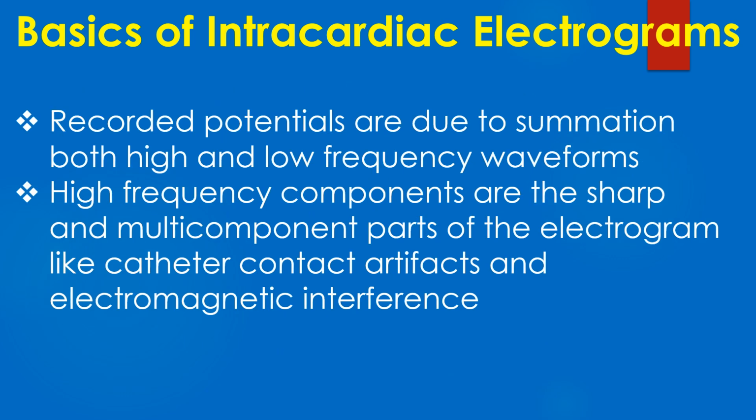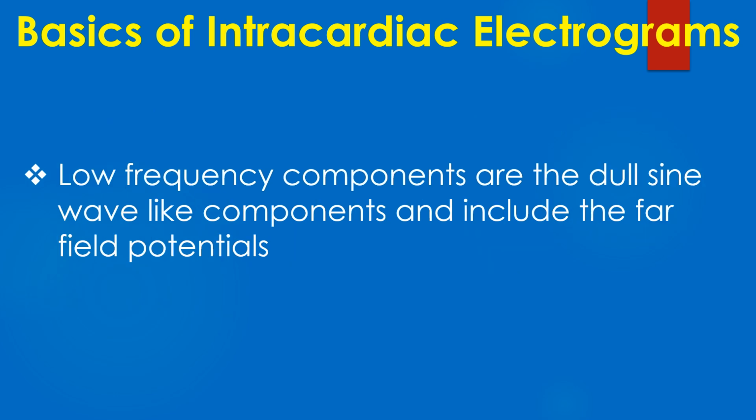Recorded potentials are due to summation of both high and low frequency waveforms. High frequency components are the sharp and multi-component parts of the electrogram, like catheter contact artifacts and electromagnetic interference. Low frequency components are the dull sine wave-like components and include the far field potentials.